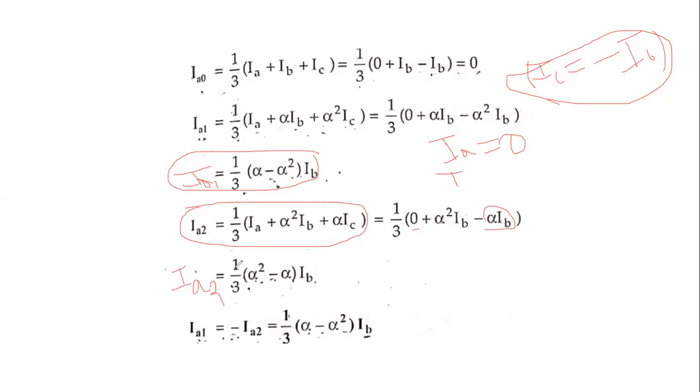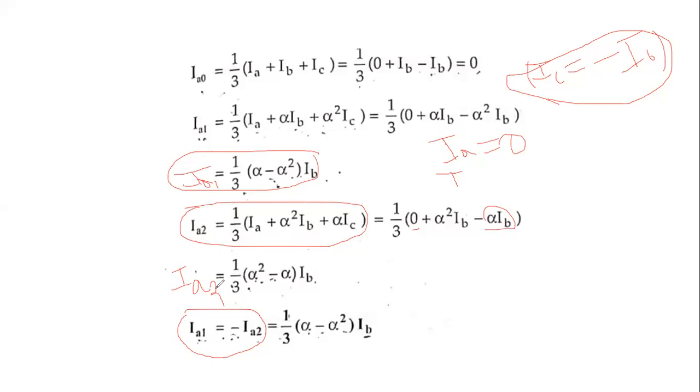IA2 current is equal to 1/3 into (alpha square minus alpha) into IB. Understand? Therefore IA1, what is the IA1 formula? 1/3 (alpha minus alpha square) IB. Therefore we can write IA1 is equal to minus IA2.